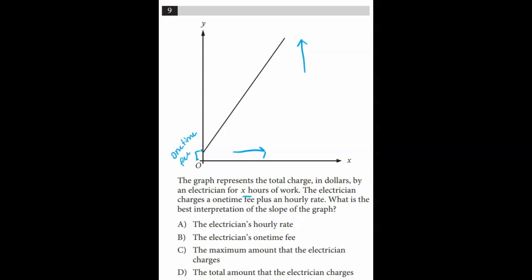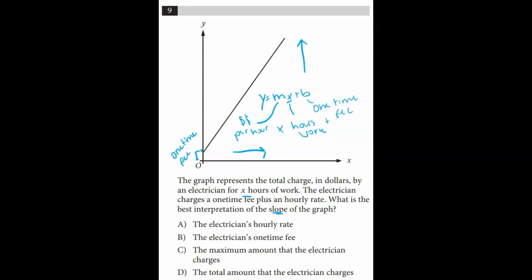What is the best interpretation of the slope of the graph? So the slope is going to be the rate of change. So let's think about this. Y equals mx plus b. Well, if the one-time fee is the y-intercept, well then this is the one-time fee. And he charges X amount of dollars per X amount of hours worked. So this is hours worked. And so this must be the money he makes per hour, because the total he makes is going to be the per hour times the hours work plus the one-time fee.